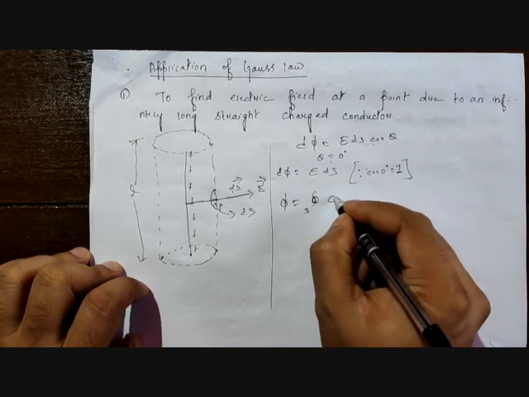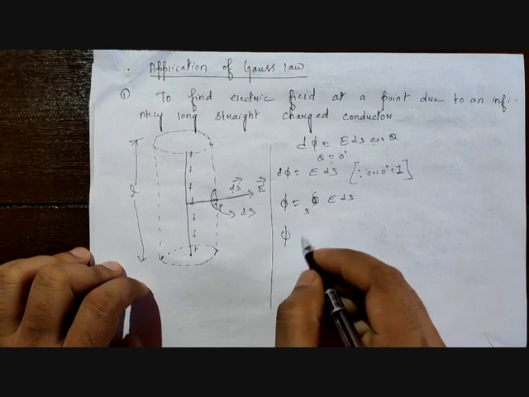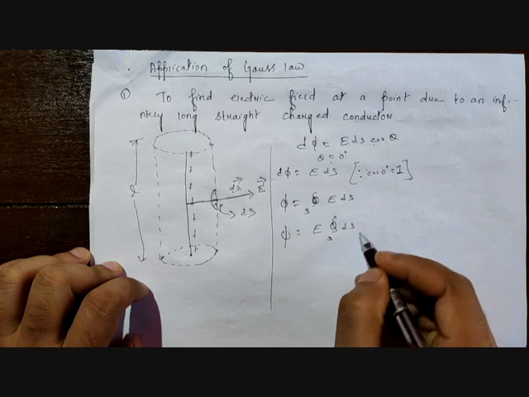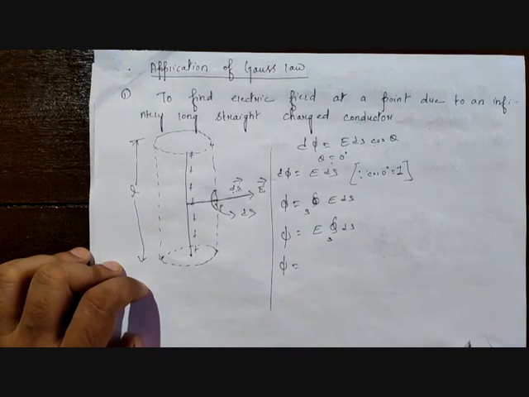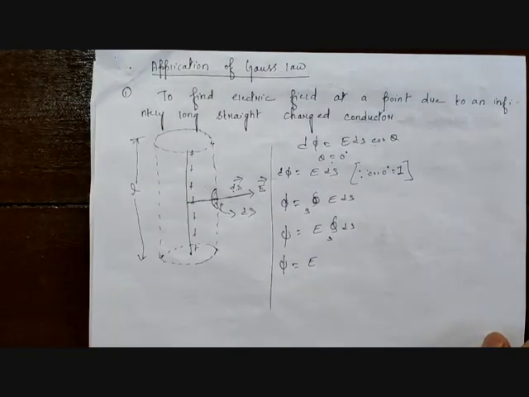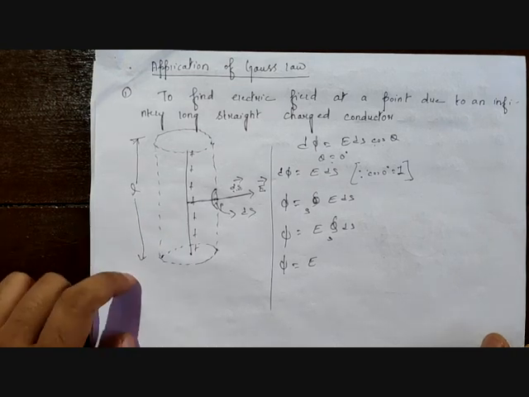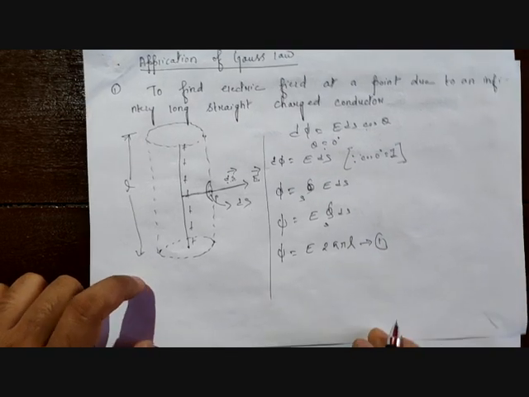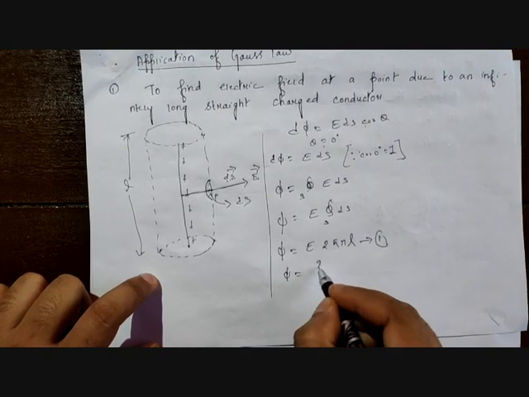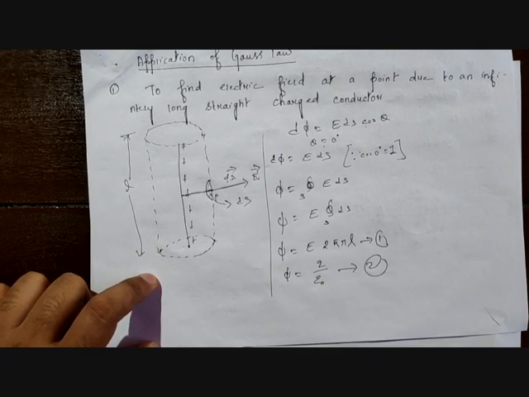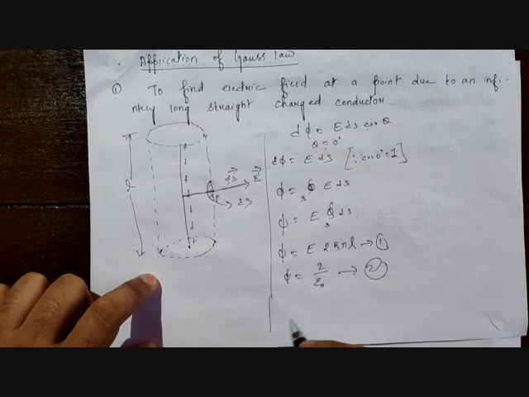Now, what's the formula for the surface area of a cylinder? We are using a cylinder here, right? So the surface area of a cylinder is 2 pi R L. So this is equation 1. From Gauss law, what we got is this one, so this is equation 2. If you combine equation 1 and 2, what will we get?